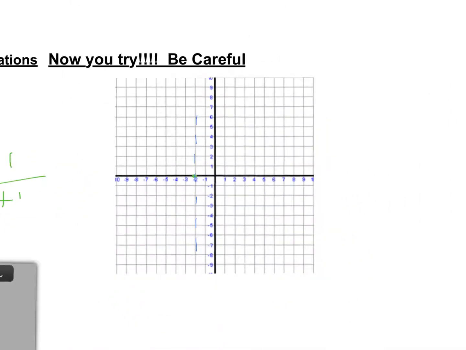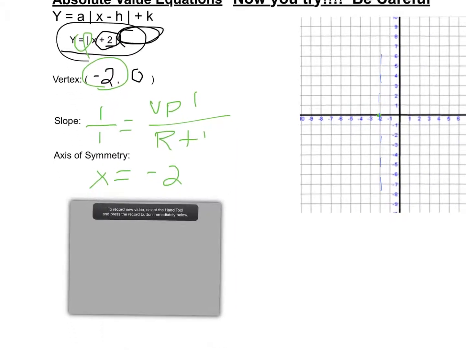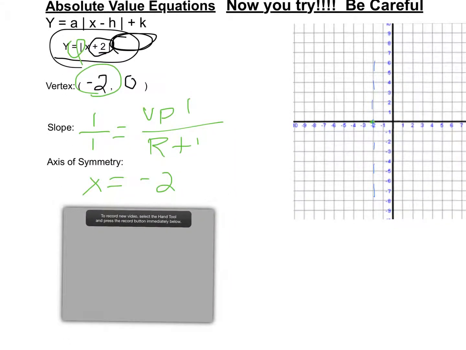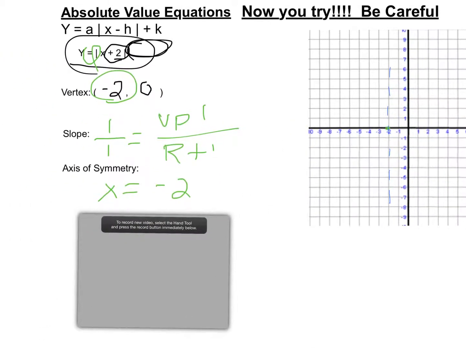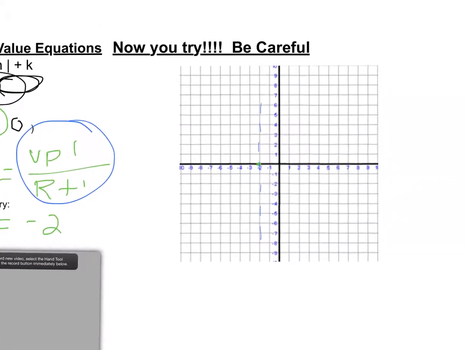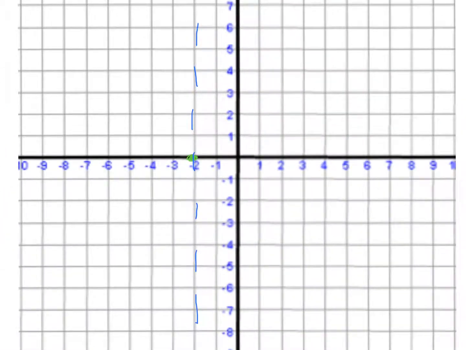All right. Now, from here, our slope is going to be 1 to 1. So let's go back to our graph. Okay, so let's make our line. So we're going to go up 1, right 1. Up 1, right 1. Up 1, right 1.